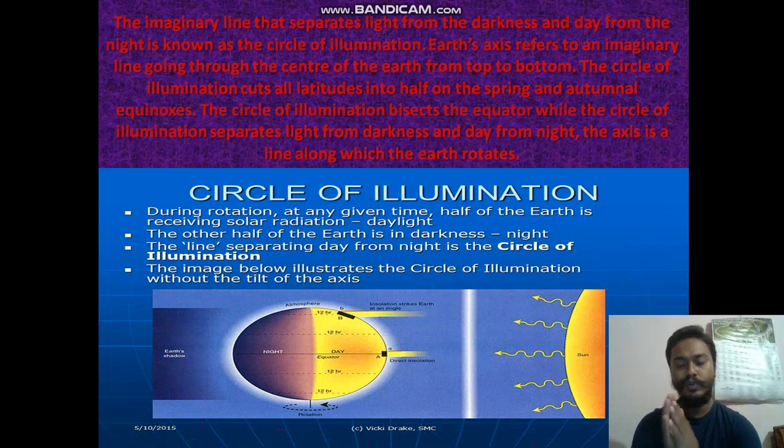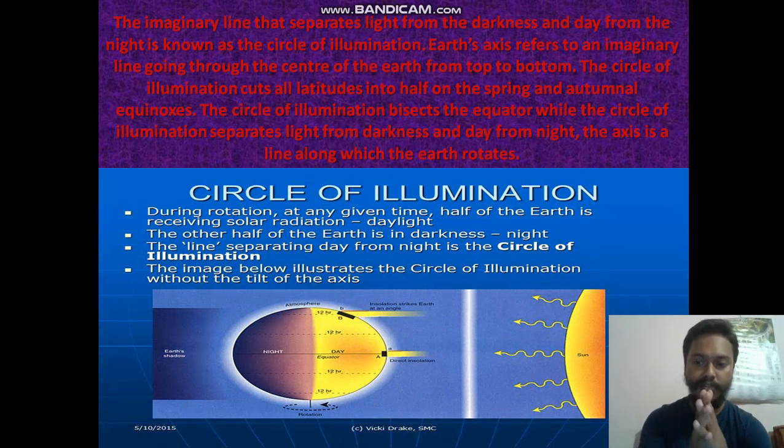Now because of this rotation, two things happen, and these are two imaginary lines. They are not drawn on the earth, but they are imaginary lines related to rotation. Number one is circle of illumination. Circle of illumination is very simple. It means separating the dark and light, or day and night. This is called circle of illumination.